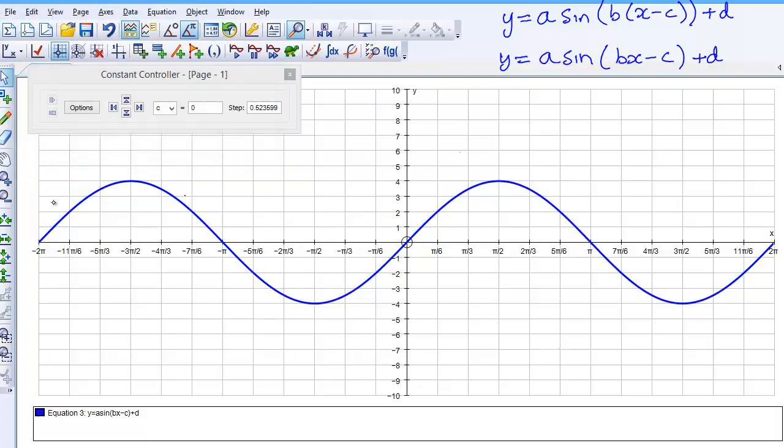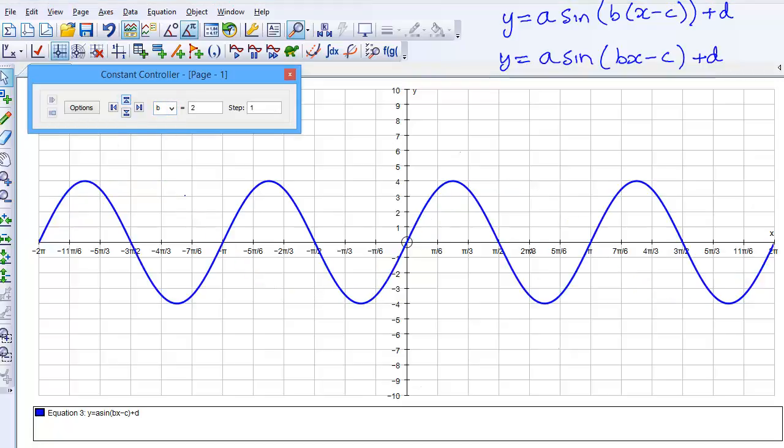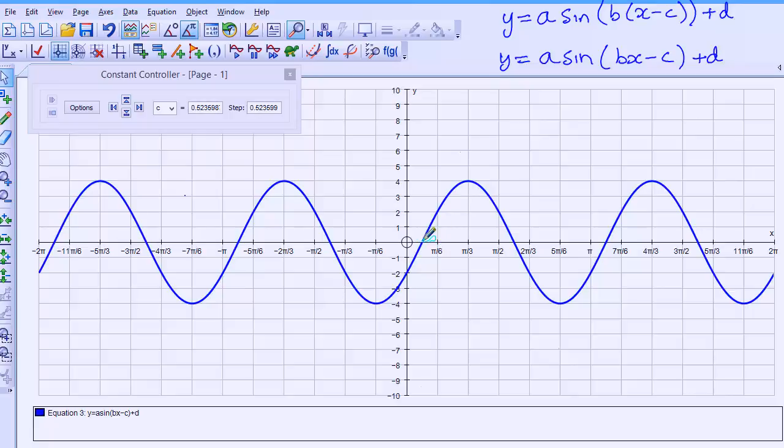Now, watch what happens here if we change the b to 2. Well, exactly what we expect to happen. But if I now change the c to pi by 6, it doesn't go out to pi by 6. If you look here, this is actually only at pi by 12.